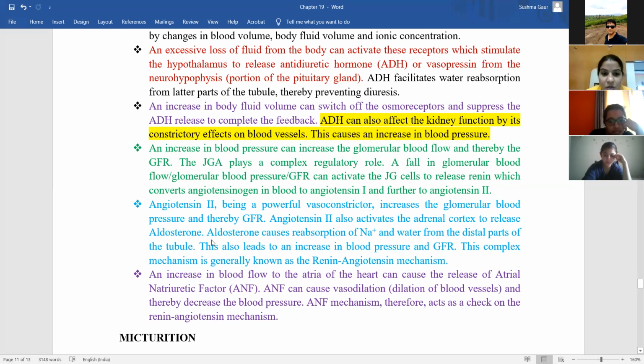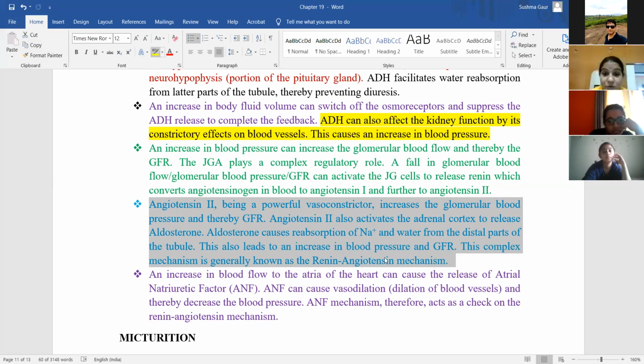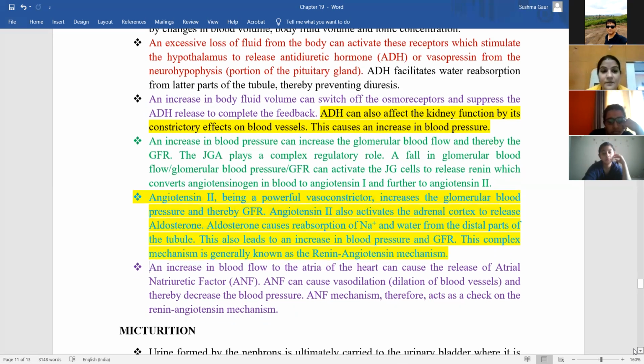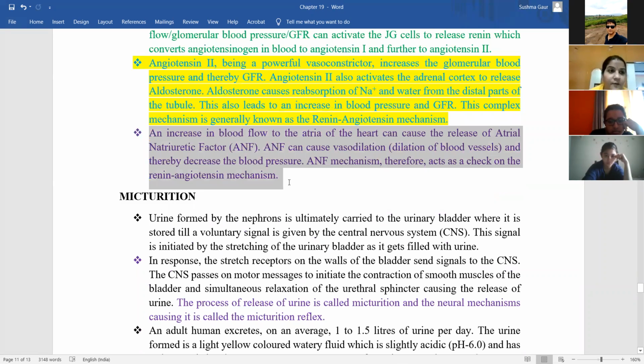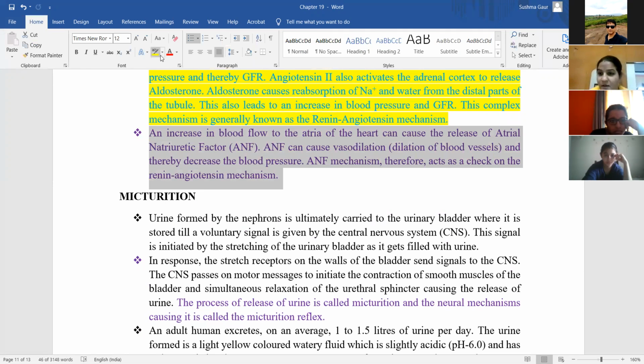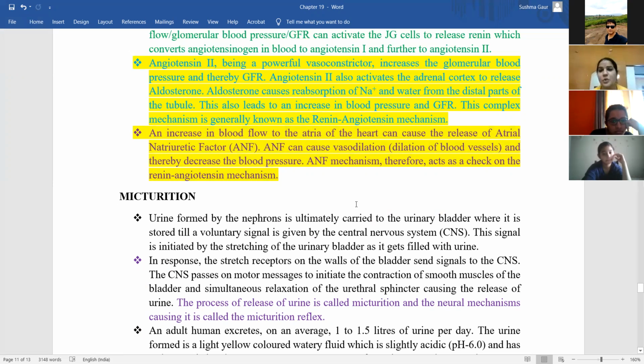release the aldosterone. I should have read this a bit more. Leave it for now. I will explain this to you in the next class. I skipped this, maybe I have not been able to read this whole part. I will explain it in the next class, or I will call you and explain. Okay? Because I don't want to teach wrong. I will read and explain to you the mechanism, the renin angiotensin mechanism. Okay.